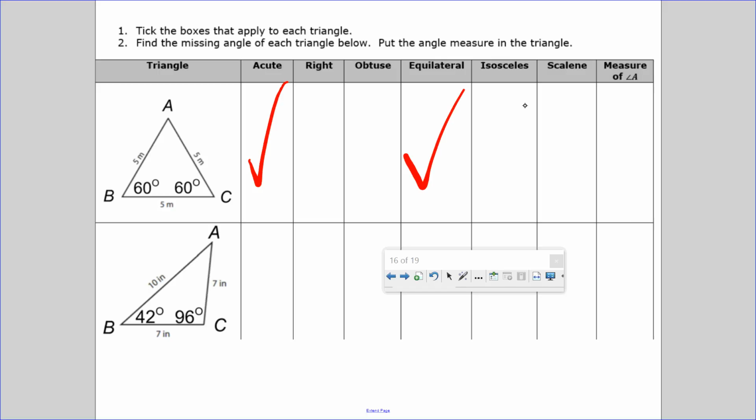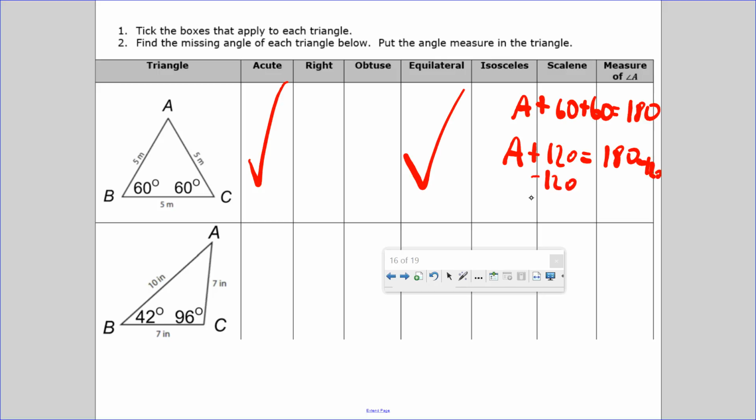So A plus 60 plus 60, and a triangle has to add up to 180 degrees. So if you add up 60 plus 60 is 120, equals 180. Again, oh, this is like a one-step equation. I want to isolate A. What's the inverse operation of plus 120? Minus 120, minus 120. So A equals 60 degrees. So this would be 60 degrees.